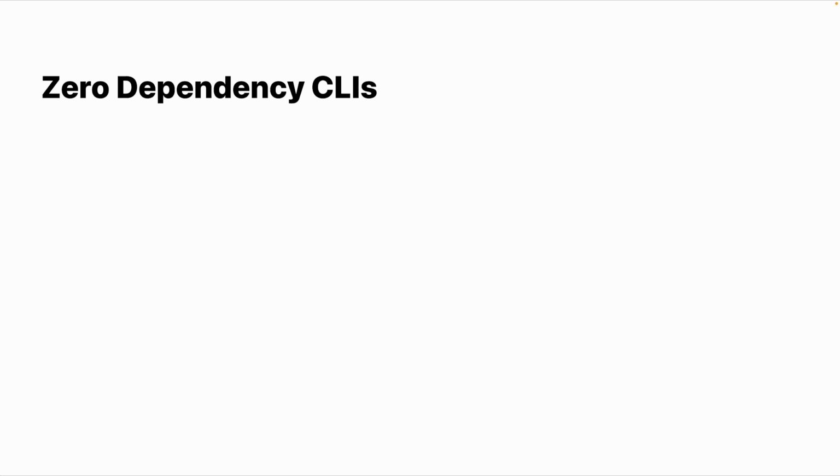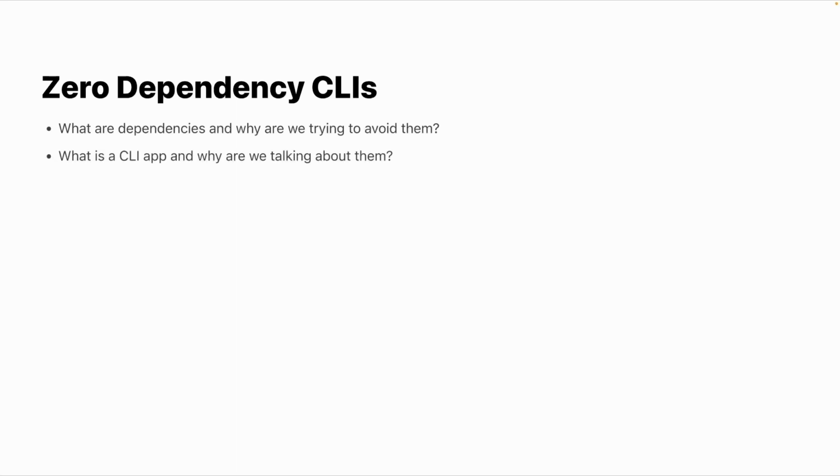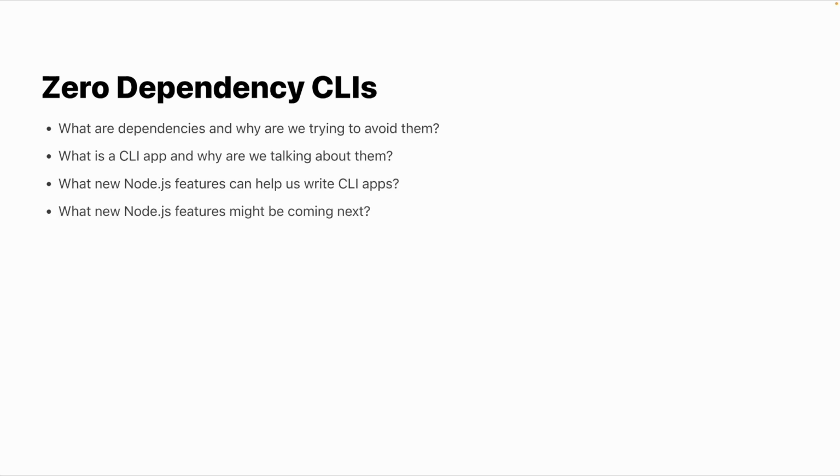Here's a quick overview of some of the things I'm going to cover in this talk. What are dependencies and why are we trying to avoid them? What is a CLI app and why are we talking about them? What new Node.js features can help us write CLI apps? And what new Node.js features might be coming next?